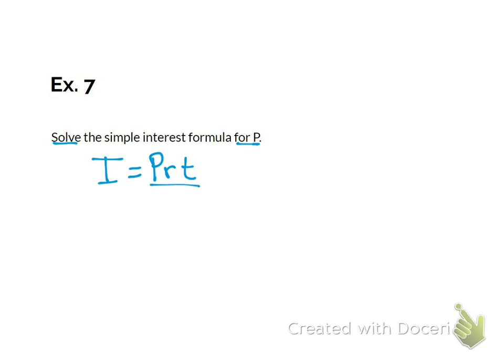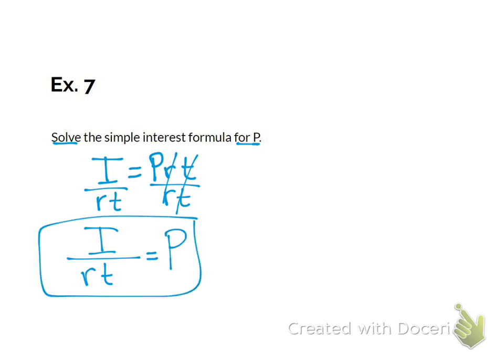You can go ahead and divide by both of them at the same time. That's fine. So on the right side, they both cancel out. So we have I divided by RT is equal to P. If you wanted to flip it around and put the P on the left, you can, but you do not have to. Questions, concerns about this one?